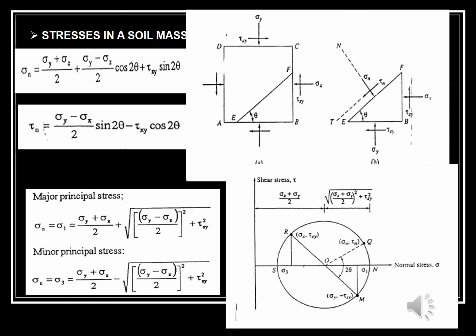And minor principal stress is equal to rho 3 equals rho h plus rho y divided by 2 minus square root of rho h minus rho y by 2, the whole square, plus tau xy square. This is how we can write down the stress in the soil mass. Shear stress equation or shear stress diagram, you can see on this table and the chart.